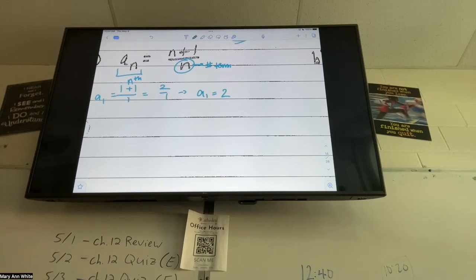Same idea, let's do a sub 2. Every time you see an n, plug in a 2. So we're going to do 2 plus 1 over 2, which is 3 halves. We can't simplify that anymore, so my second term is 3 halves. And then we've got a sub 3, so we're going to do 3 plus 1 over 3, which is 4/3. And again, we can't simplify that, so the third term is 4/3.